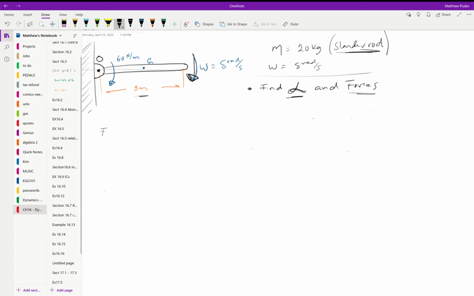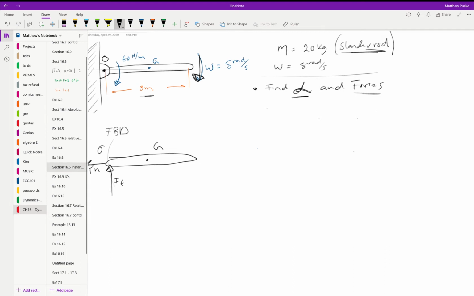Let's start out by making a free body diagram. We have this thin, slender rod. At O, these reactions they're talking about are some reaction in the tangential direction, if we're talking about the direction it rotates about G, and we have some other force in the normal direction. And you should remember that from statics class.